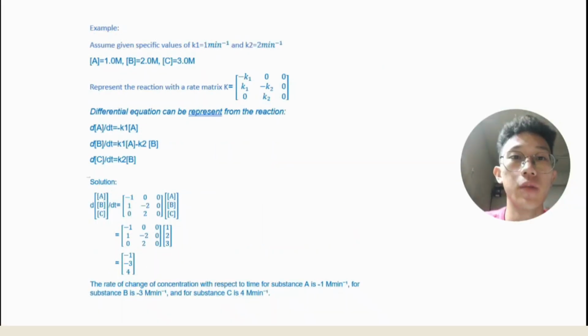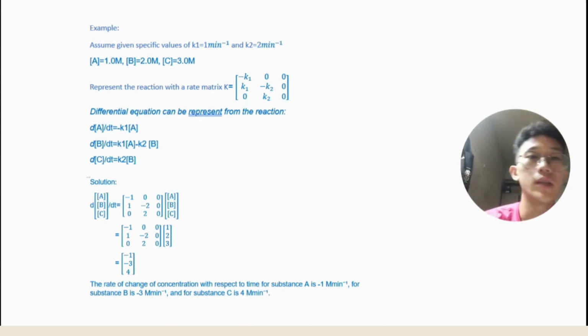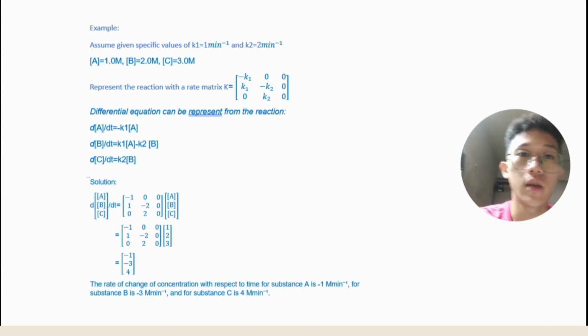For the example, we can assume the given specific values of K1 equal to 1 per minute and K2 equal to 2 per minute, and the concentration of A equal to 1 molar, B equal to 2 molar, and C equal to 3 molar. The differential equation can be represented from the reaction. After the calculation of the matrix, we can see that the rate of change of concentration with respect to time for substance A is minus 1 molar per minute, for B is minus 3 molar per minute, and C is 4 molar per minute.